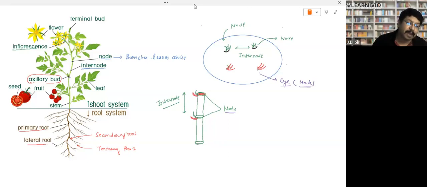At the axil, or at the corner of branches and the main stem, this part is called axil, and there the bud comes out, that is called axillary bud. Fruit and flower come out from the axillary bud only. Branches also come out from the axillary bud. Is that clear? Morphology of flower clear?